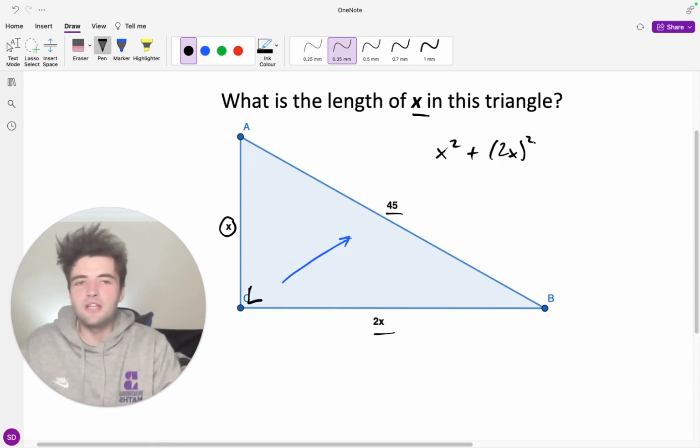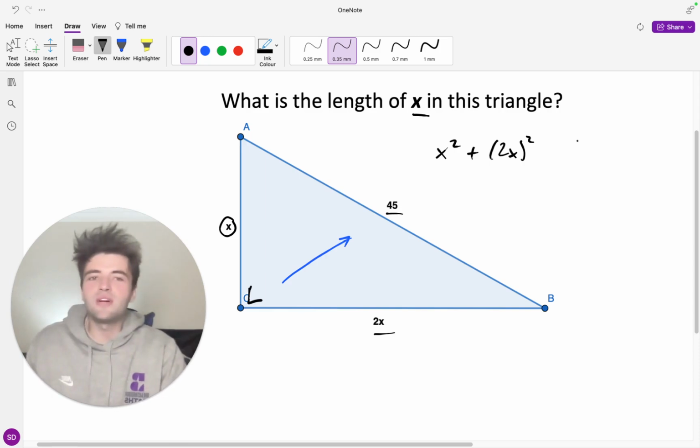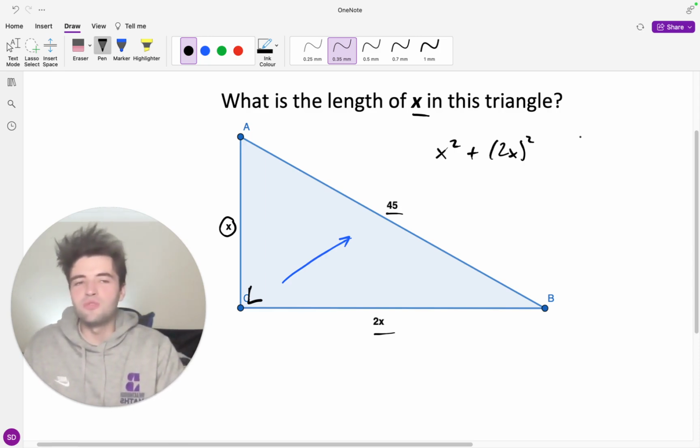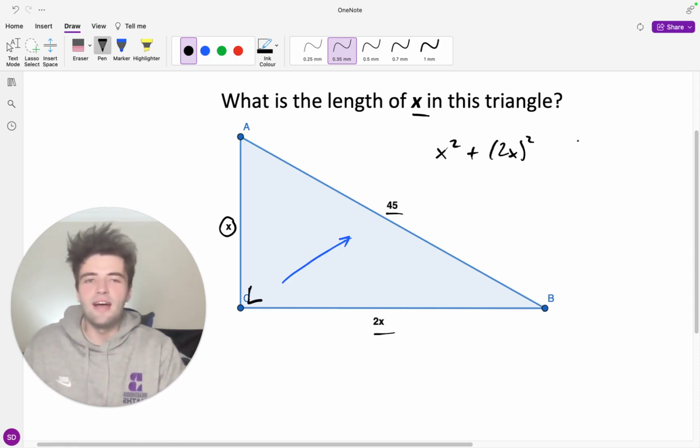And just make sure you actually have your 2 inside the bracket as well, because you don't want to end up with 2x squared, which would essentially get you the wrong equation here. So you want to square the 2 as well in a second. And then on the right hand side we're going to have 45 to be squared. So that's going to be our hypotenuse.